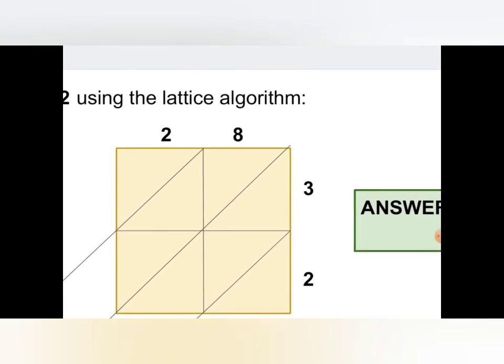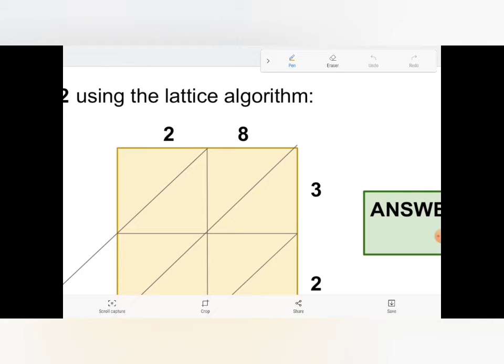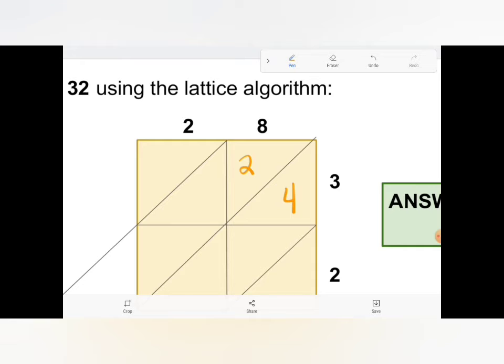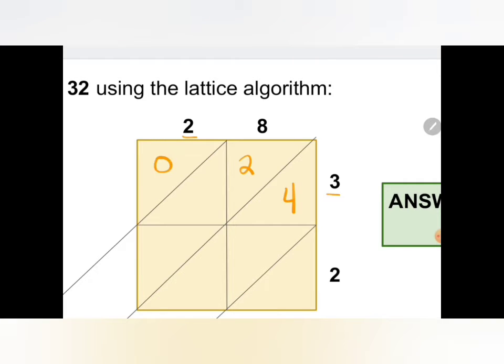So if we look at our first square right here, we're pretty much going to find 8 times 3. Now 8 times 3 is going to be 24. And all we're going to do is put the first digit, 2, right here, and the second digit, 4, right here. And that's it for that part. So the next part, for our upper left hand section of our square, we have 2 and we have 3. Now 2 times 3 is going to be 6. So we're going to put a 0 right here, and we're just going to put our 6 right there.